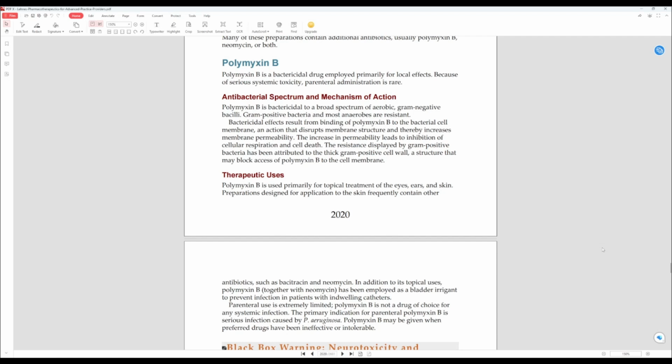Bactericidal effects result from binding of polymyxin B to the bacterial cell membrane, an action that disrupts membrane structure and thereby increases membrane permeability. The increased permeability leads to inhibition of cellular respiration and cell death. The resistance displayed by gram-positive bacteria has been attributed to the thick gram-positive cell wall, a structure that may block access of polymyxin B to the cell membrane.